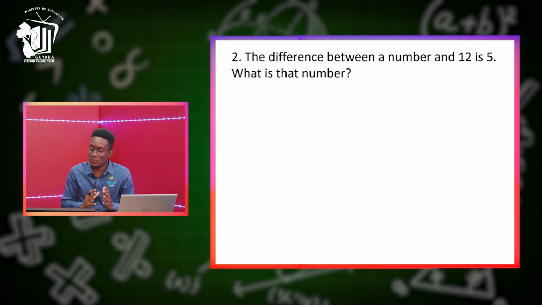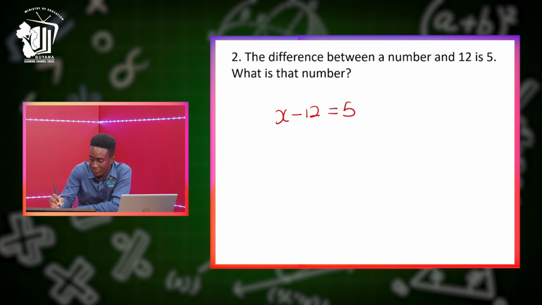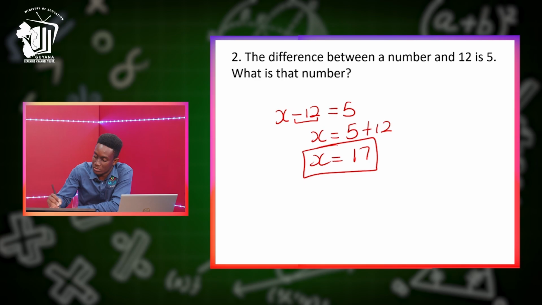The difference between a number and 12 is 5. What is that number? Let's use x to represent the number that we don't know. So the difference between x and 12, so x minus 12 is 5. What is that number? So it's simply to take over this minus 12. So we'll have x is equal to 5 plus 12. Hence x is equal to 5 plus 12 is 17. So x is equal to 17. Let's look at another one.